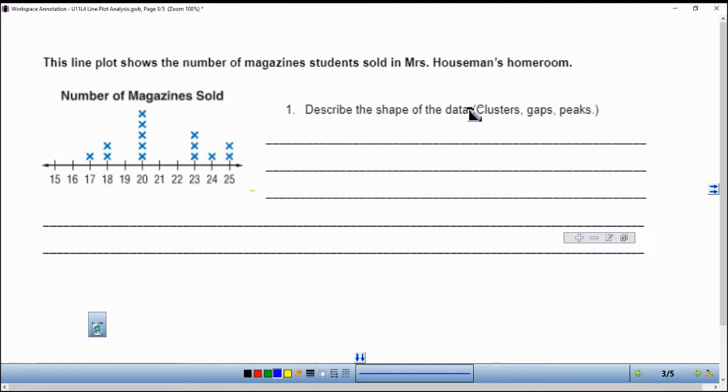All right, it says describe the shape of the data. We're going to look at clusters first. A cluster is where there's a lot of data in a small area. When I'm looking at this graph of the number of magazines sold in Mrs. Houseman's homeroom, I'm looking at a set of data, and I can see that there's a lot of data in this small space. So I'm going to think of that as a cluster. Okay, so there's a cluster from 23 to 25.